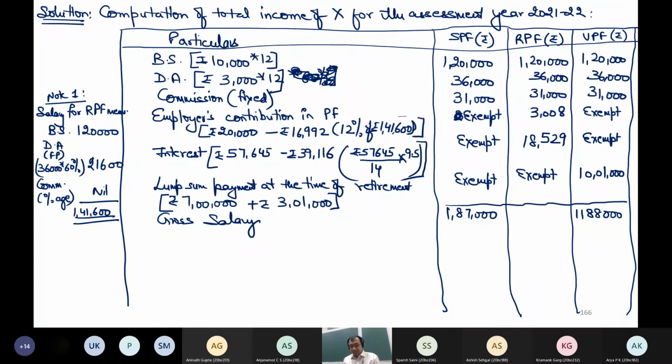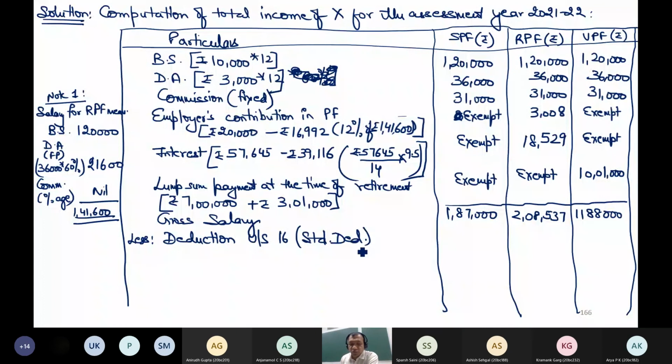And 120 plus 36 plus 31 plus 3008 plus 18529, that is around 2,08,537. From this, can you tell me what is to be deducted? Less deduction. Under which section will I give deduction? Section 16. And in this case, it is a flat standard deduction.